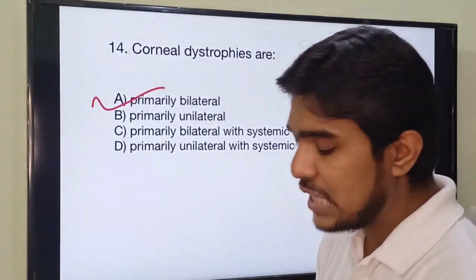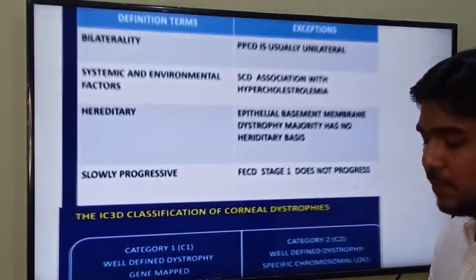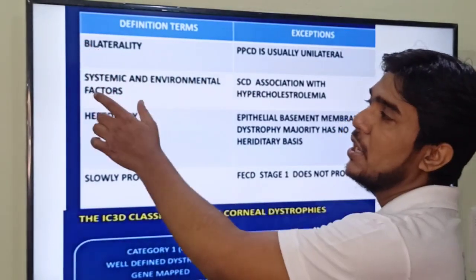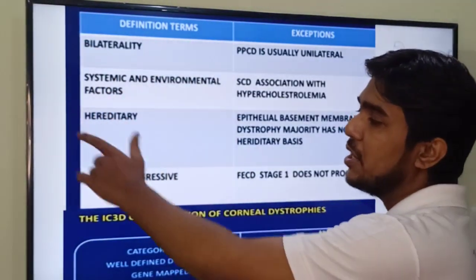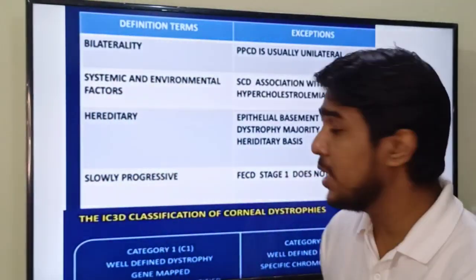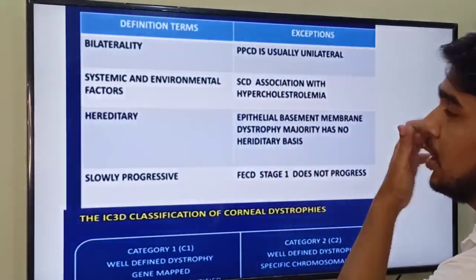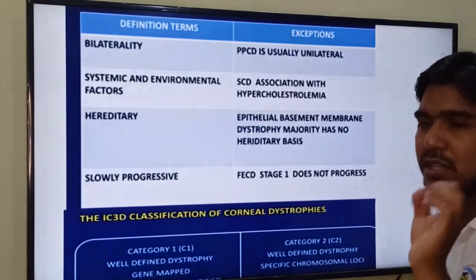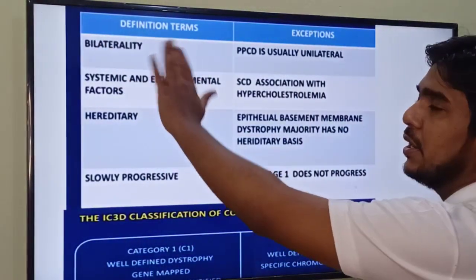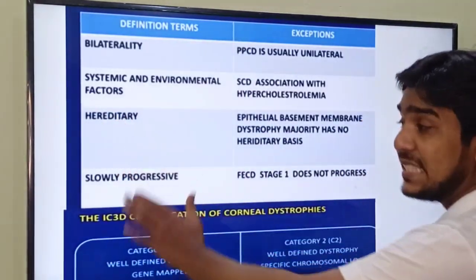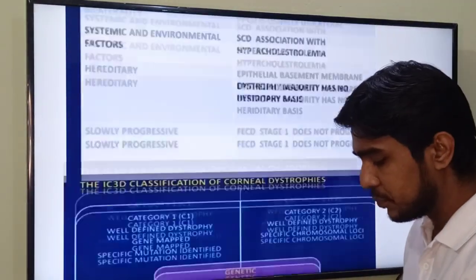Now I will tell you some important facts. The definition is having bilaterality, no systemic association, hereditary basis, and it's quite slowly progressive. But there are some exceptions. If you want to remember them, you can, but I don't think this is very important. Just remember, this is bilateral, not associated with systemic disease, has a hereditary basis, and is slowly progressive.